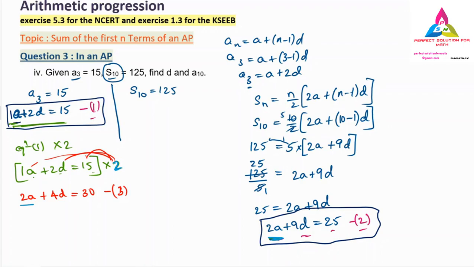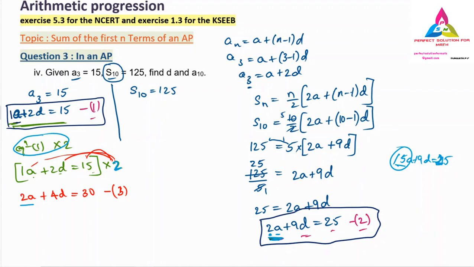We multiplied by 2 because in the second equation along with a we have 2. If instead of 2a we had, for example, 5a plus 9d is equal to 25, what would I have to multiply equation 1 by? That time we would have to multiply by 5, because in equation 2 we have 5a. Whatever is in equation 2, the same thing we have to multiply for equation 1.